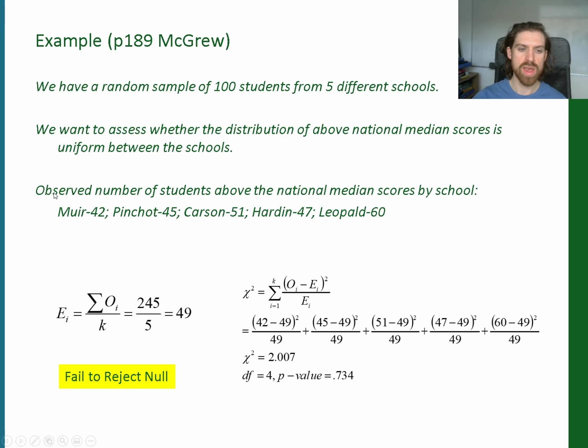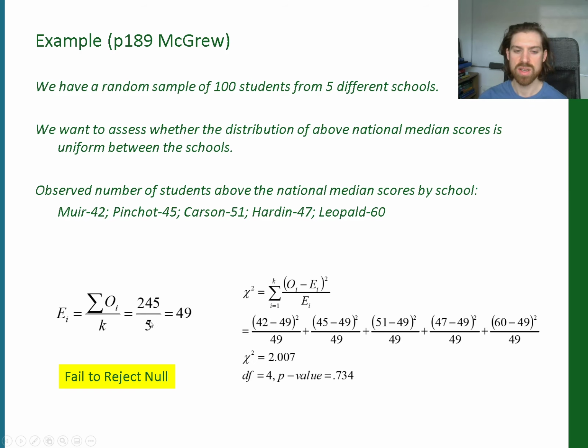Okay, so we have a set of observed numbers of students above the national median score by school. We have these 5 different schools, Muir, Pinchot, Carson, Hardin, and Leopold, and the student counts are 42, 45, 51, 47, and 60. When you add all of them up, you get 245, okay? And we want to get the chi-squared statistic here. So what we first need to do is get the k value. Well, that's 5 different categories that we've got.